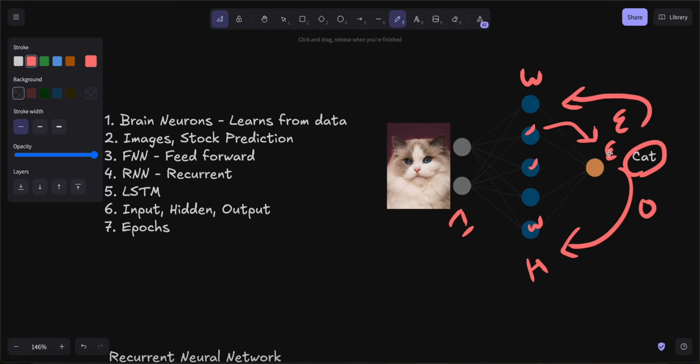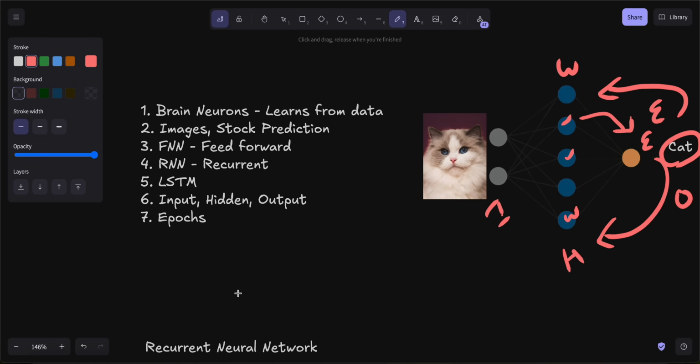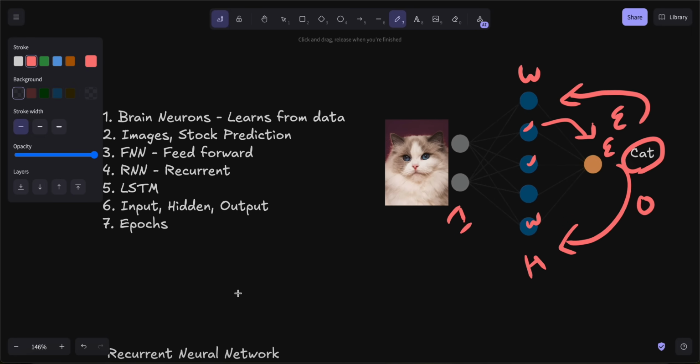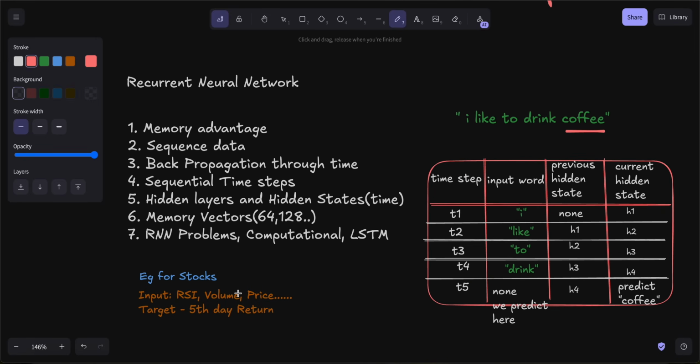Now, in the case of a recurrent neural network, we've got a different thing. The feed-forward one doesn't have a memory: once the model is created, it identifies a cat as a cat. On the other hand, when it comes to stocks, or for example predicting the next word, you have what are called recurrent neural networks. The fundamental advantage of recurrent neural networks is that they have memory. They can remember things, so they're used on sequences of data, like stock data.